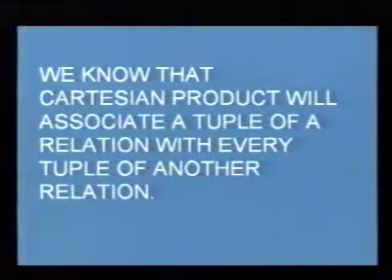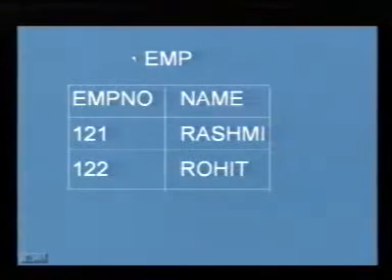We know that Cartesian product will associate a tuple of a relation with every tuple of another relation, and the resultant relation will contain the number of tuples in relation 1 multiplied by the number of tuples in relation 2. Let us consider that we are given a relation EMP which contains two attributes EMP-NO and name. Basically, it depicts that the EMP-NO 121 has the name Rashmi and 122 has the name Rohit.